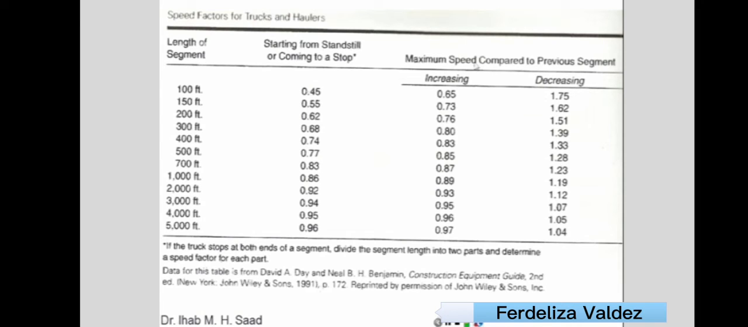If you are moving 200 feet, you are going to be moving at only 62% of the maximum speed. Whereas, if you are moving a length of 5,000 feet, you are going to be operating at 96% of the maximum speed. So, if the trucks stop at both ends of a segment, divide the segment length into two parts and determine a speed factor for each part.